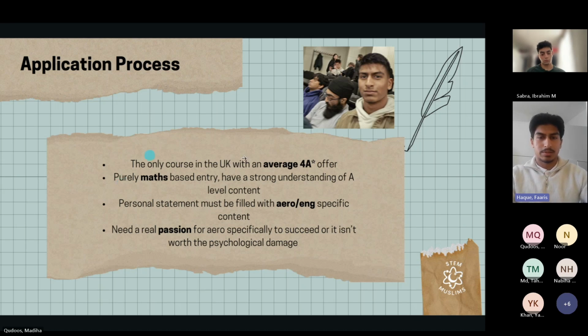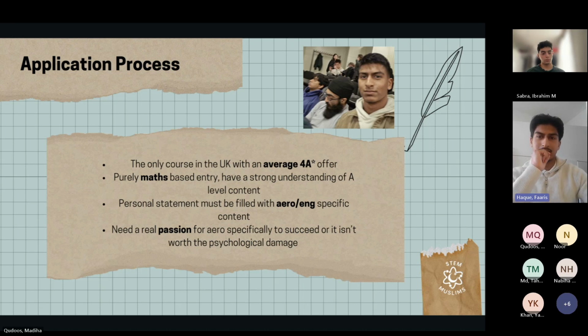Your personal statement must be filled with aero specific content, and I'm going to move on to that in a second. Most importantly, before you apply, you need to have a real passion for aero specifically, or it isn't worth the psychological damage. I've seen this a lot in my course, and I say this because this content will become your life a lot of the time.